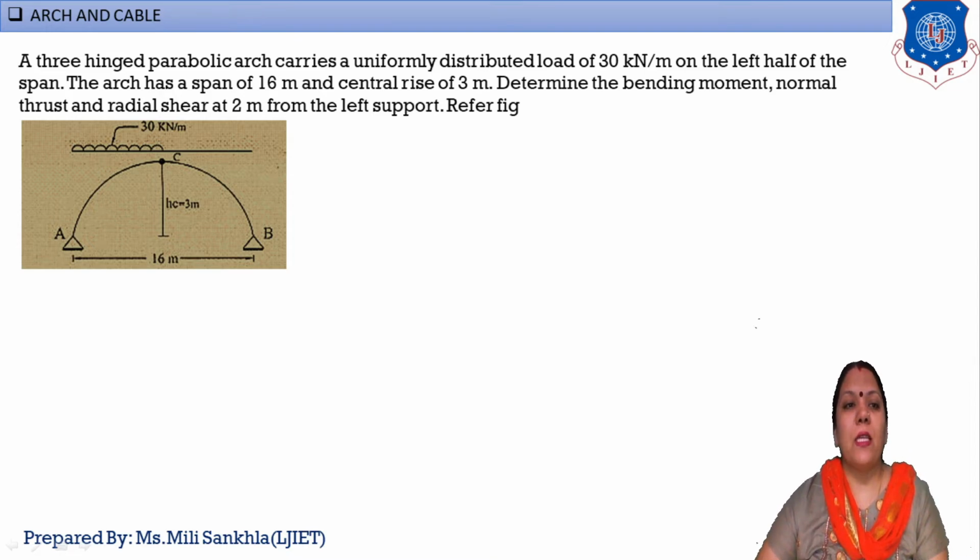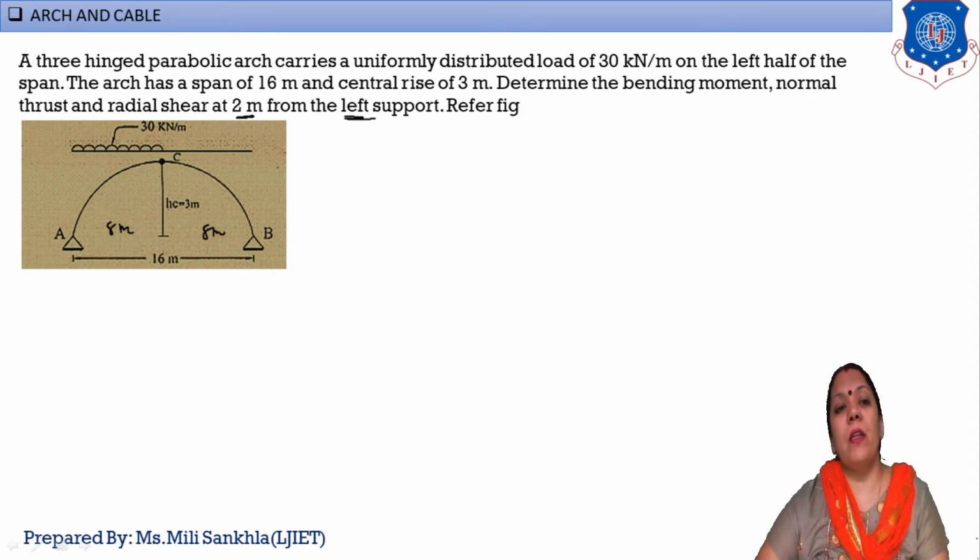In this example, a three-hinged parabolic arch carries a uniformly distributed load of 30 kN per meter on the left half of the span. That means half the span is subjected to UDL load. The arch has a 16 meter span, so this distance is 8 meter and this distance is 8 meter. Central rise is equal to 3 meter. Determine the bending moment, normal thrust and radial shear at 2 meter from the left support.